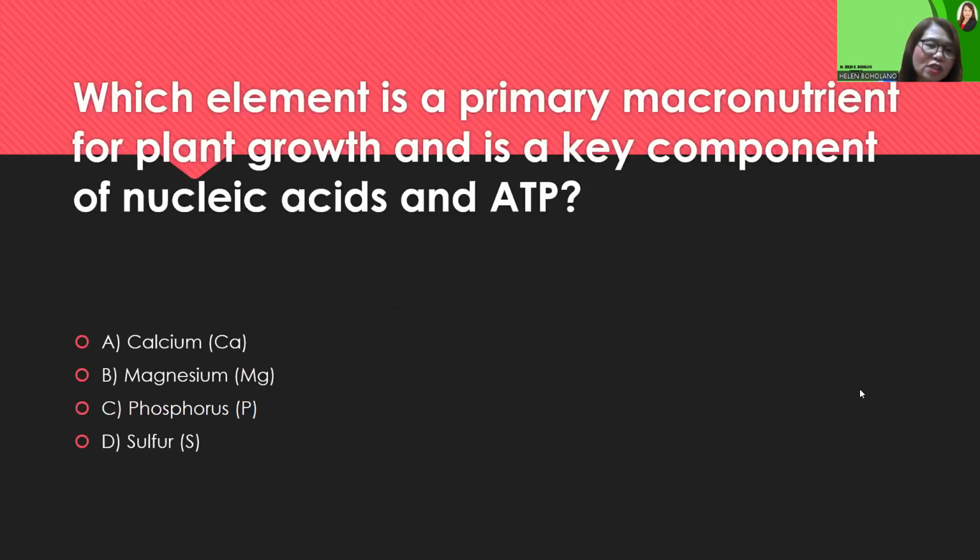Okay, next question. Which element is a primary macronutrient for plant growth and is a key component of nucleic acids and ATP? Is it A, calcium, B, magnesium, C, phosphorus, or D, sulfur?